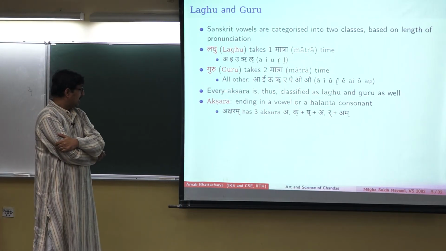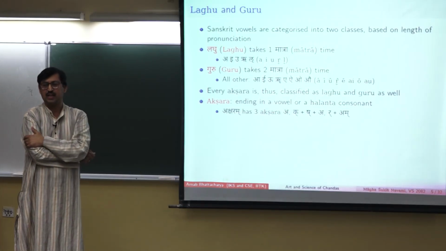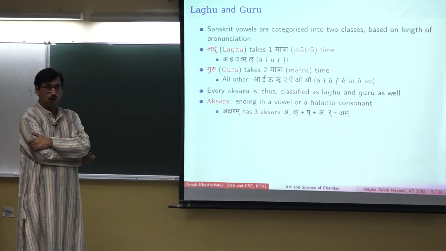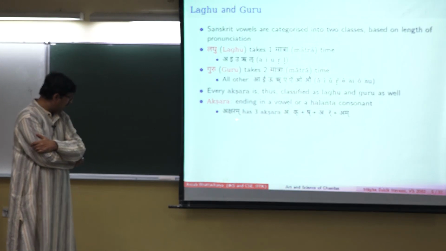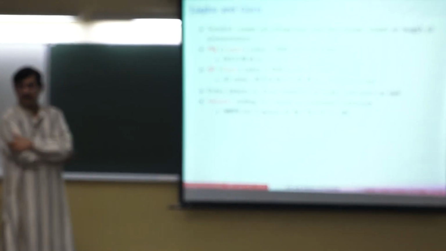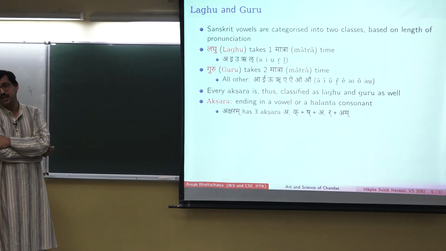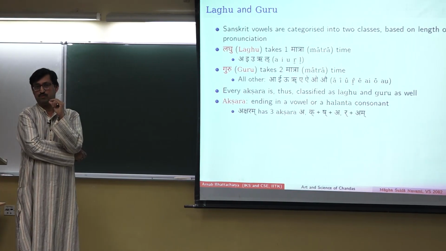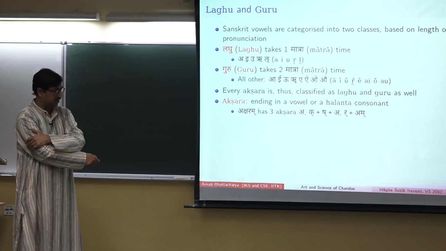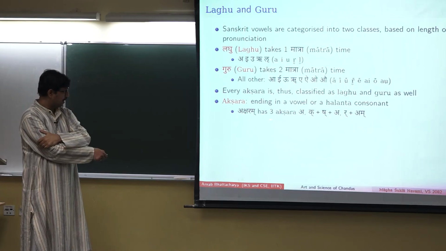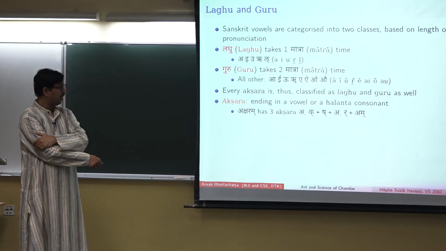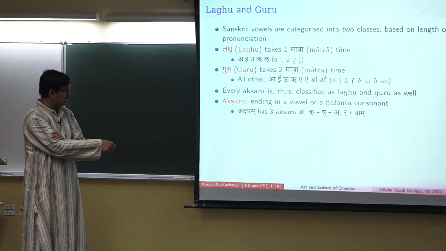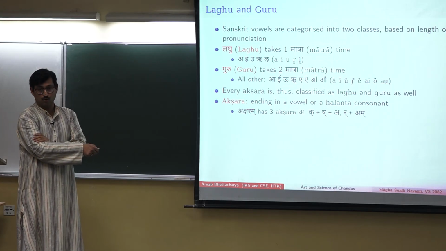Alright. Now every akshara, so what is akshara? Akshara is roughly a syllable. So akshara is something that ends in a vowel or a halanta. So for example, if I write down this word aksharam, it has got 3 aksharas. It's essentially 3 times you have to make an effort to pronounce it. So now you see, once I have this, I can classify each akshara into Laghu and Guru.